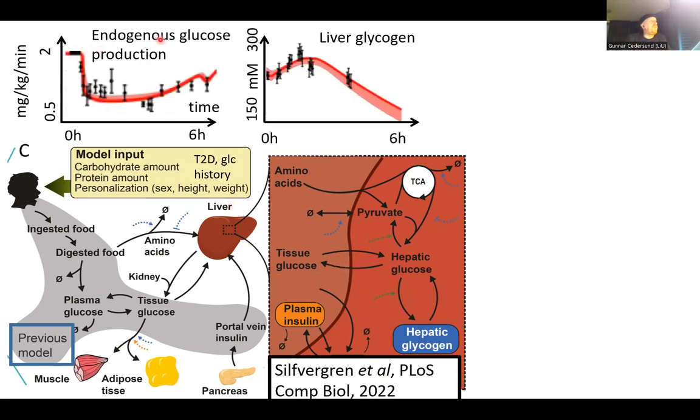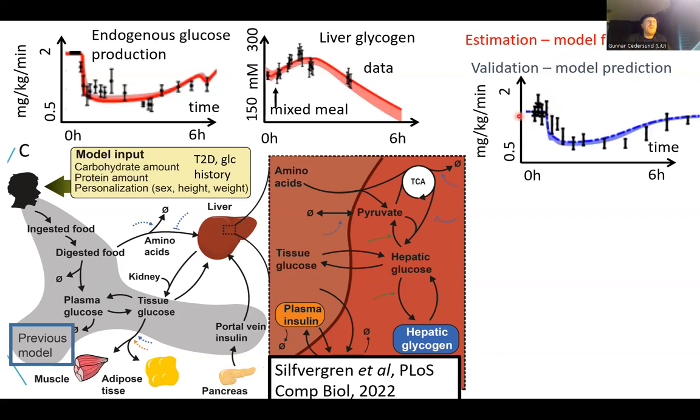And to train the model, we had some endogenous glucose production measurements from an MRI. We see how this goes down in response to a meal. Here you see the uncertainty of the simulations in the area with red. Liver glycogen, which we can also measure with an MRI. So this is estimation data used to train the model. And validation is used so the model hasn't been trained on these data. It's been trained on these data. So we formulated a cost function and optimized the cost function to train on this data, but we didn't train it on this data. So this was just a validation.